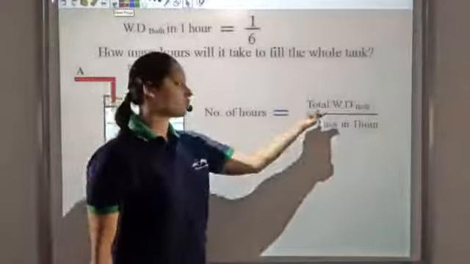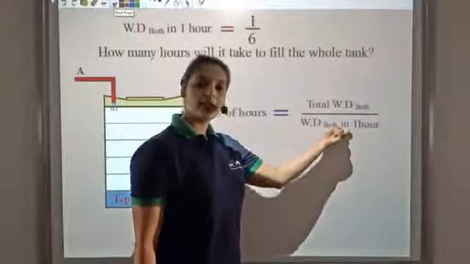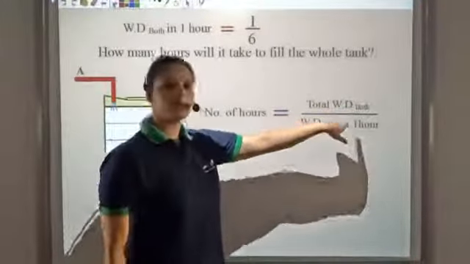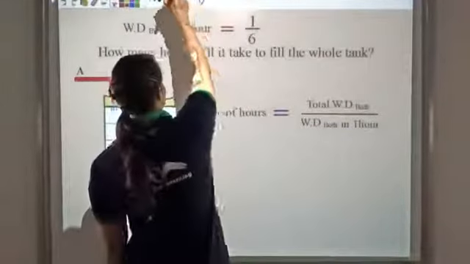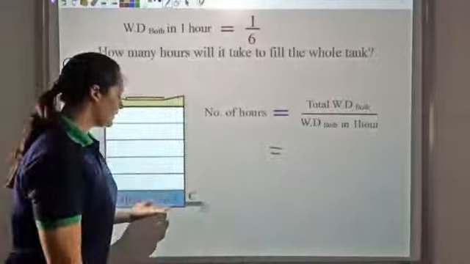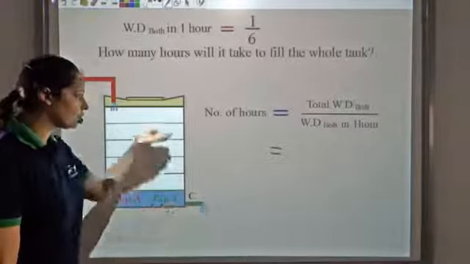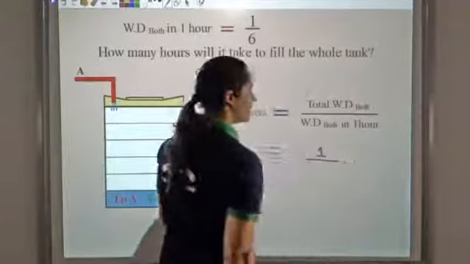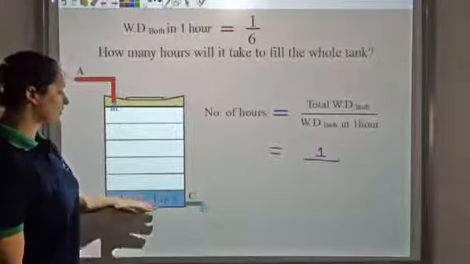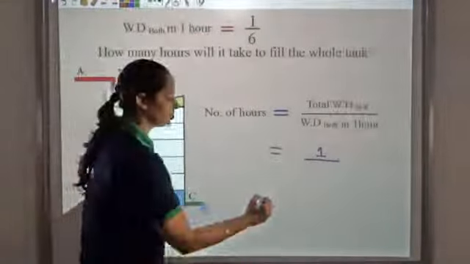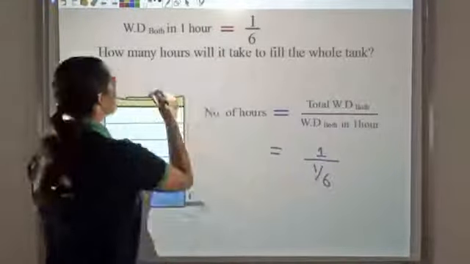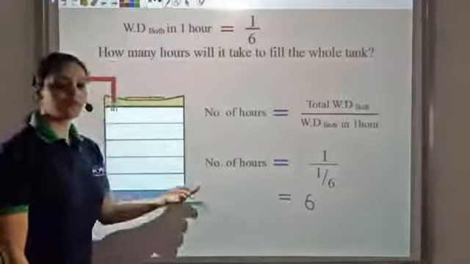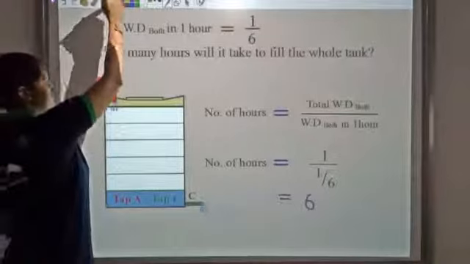We know number of hours is total work done divided by work done in an hour. Since both of them are working together, it's work done by both divided by work done by both in 1 hour. I want to find how many hours it will take to fill this tank. So total work that has to be done is 1. Filling this full tank is 1, divided by work done by both in 1 hour, which is 1 by 6. So 1 divided by 1 by 6 gives me 6. So the number of hours to fill this tank would be 6.